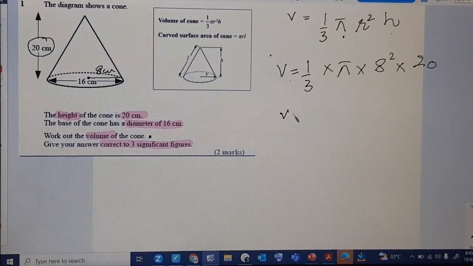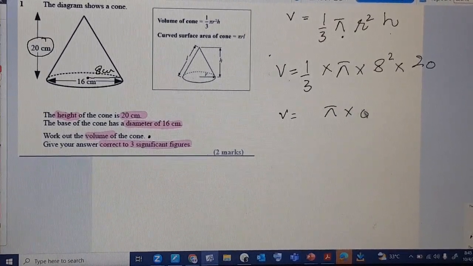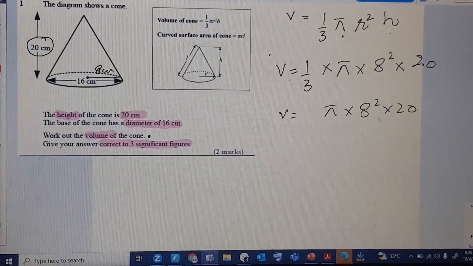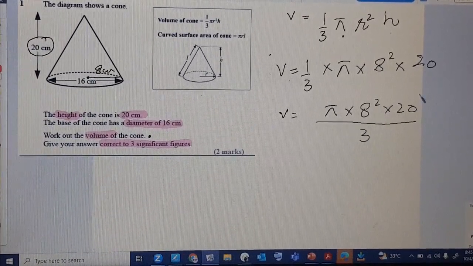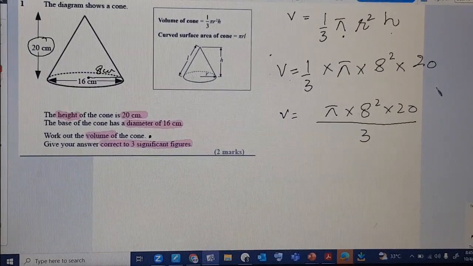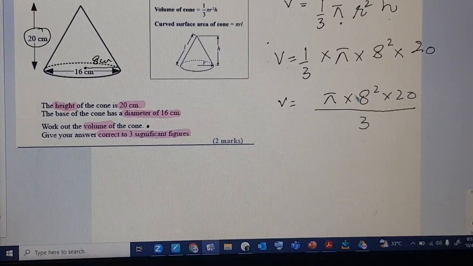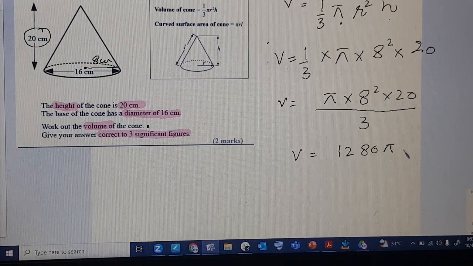Now you can put these values in the calculator. You can say pi times 8 square times 20 and then divide it by 3. So first solve the numerator and then divide your answer by 3. See what you get. When I multiply pi with 8 square and 20, I'm getting 1280 pi. I will recheck it. Shift pi times 8 square times 20. I got 1280 pi and now I will divide it by 3.